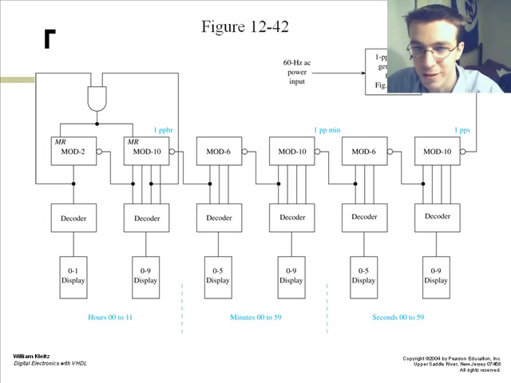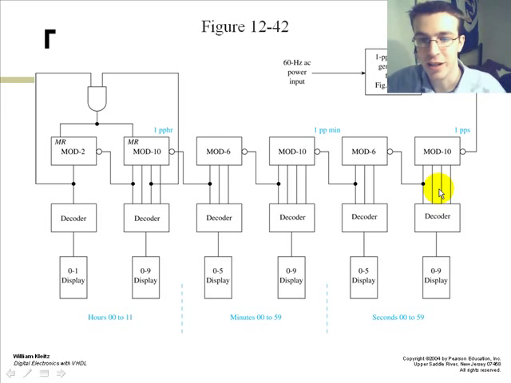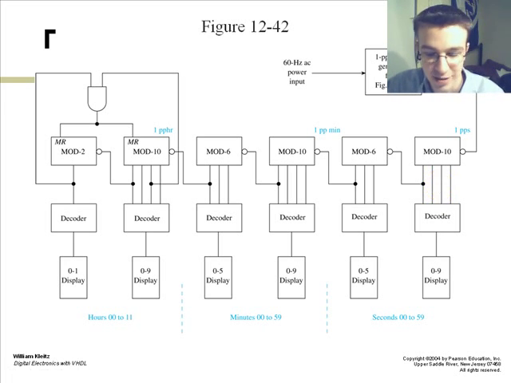to another mod 6 to another mod 10. This counts your hours with the mod 2 and the mod 10, your minutes with the mod 6 and mod 10, and then your seconds again with the mod 6 and mod 10. The mod 6 and mod 10 count from 0 to 59, and your mod 2 plus mod 10 count from 0 to 11.